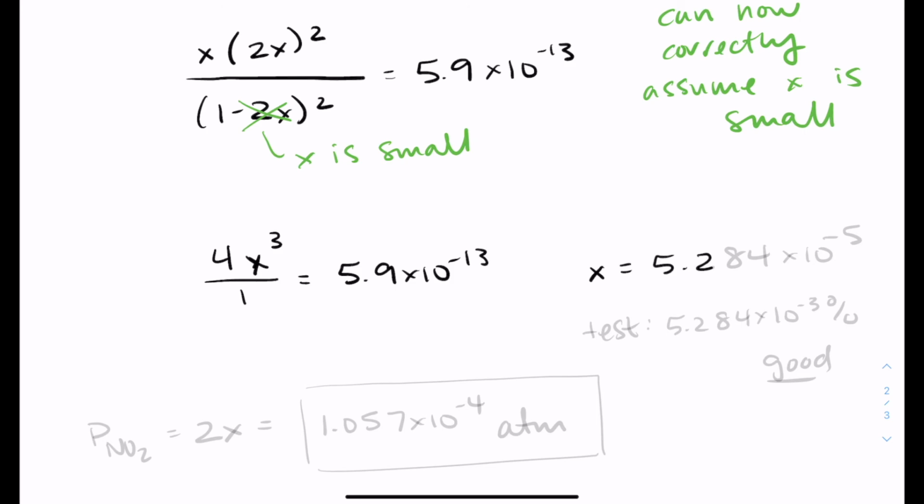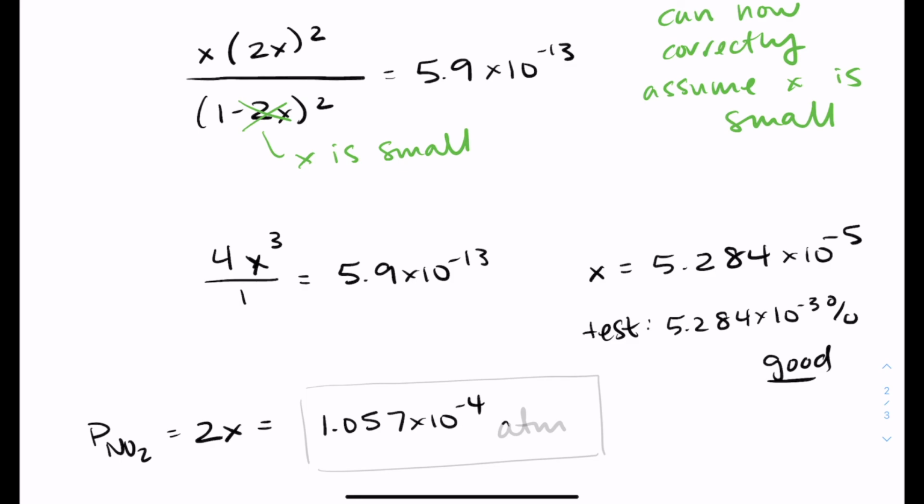So this X value works, and I was initially asked for the pressure of NO at equilibrium, which would be 2 times X, and that means my pressure at equilibrium is 1.057 times 10 to the minus fourth atmospheres. And it does say NO. I did give the pressure for NO. That is just a handwriting mistake. That should not say NO2.